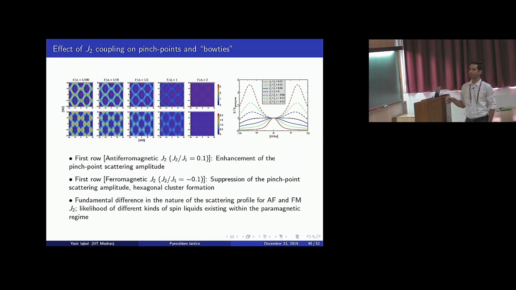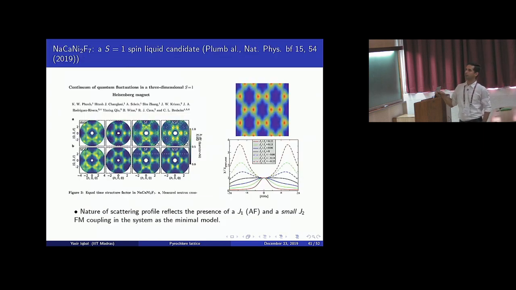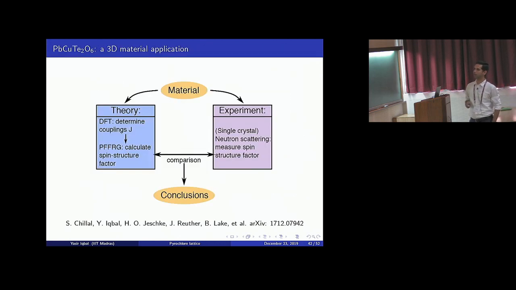You know, the bow ties immediately disappear the moment you add finite second neighbor couplings, but I will not go into the details. So this is the work I was telling about. There's a recent spin liquid candidate, which is a nickel 2 plus spin 1. And this is the inelastic scattering data. We try to model it. And indeed, it turns out that they also argue there could be a small ferromagnetic coupling, which destroys the spectral weight at the pinch point. You can reproduce it symmetrically.